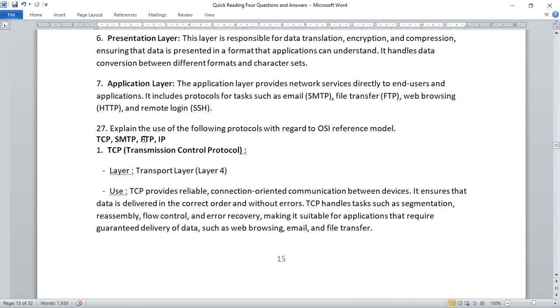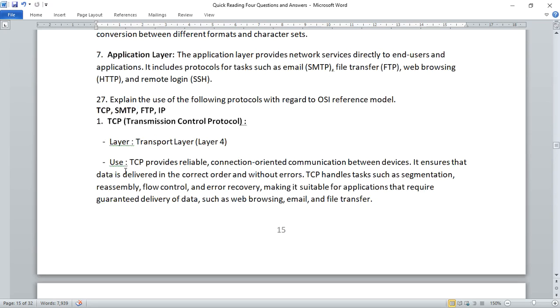Then we have: explain the use of the following protocols. Remember, the term protocol means the rules that govern communication between machines in a network. The most common protocols are TCP, Transmission Control Protocol, SMTP, that is Simple Mail Transfer Protocol, then File Transfer Protocol, FTP, and Internet Protocol. These are the most common protocols.